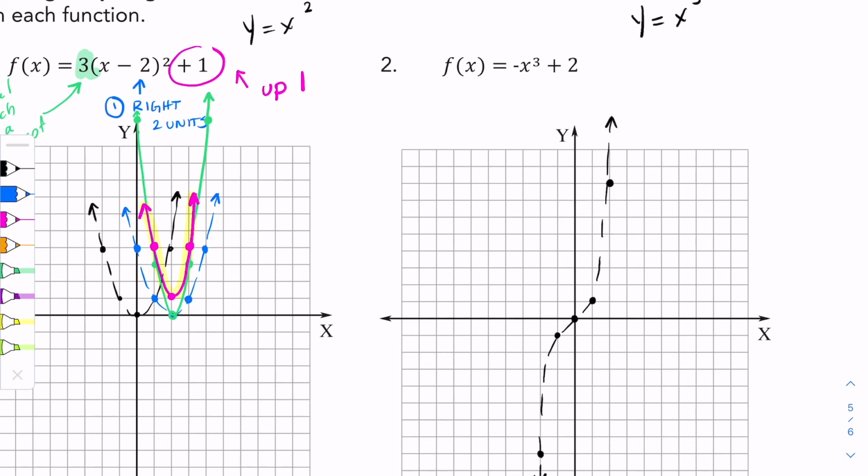Next, we have dilations. That would be a stretch or a shrink with respect to the y-axis. We do not have a dilation or an a value. Next would be our reflections, which we do have. We have a reflection across the x-axis.